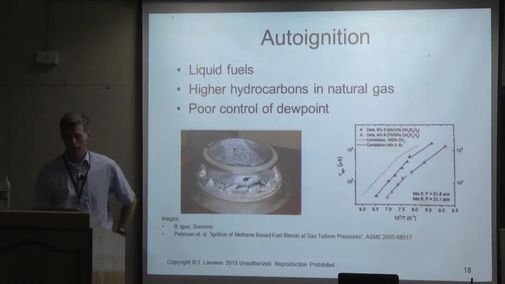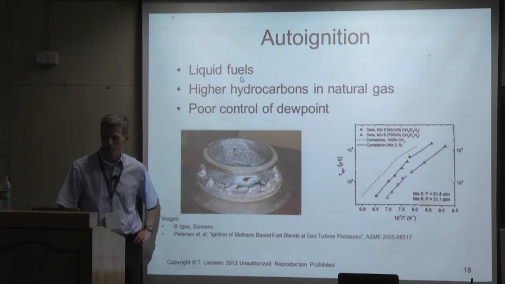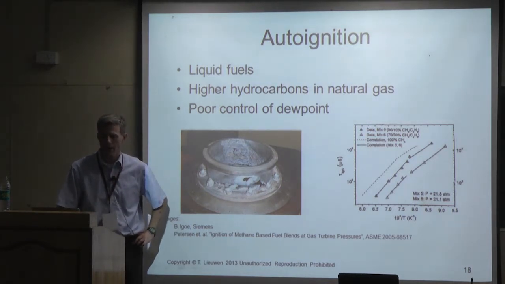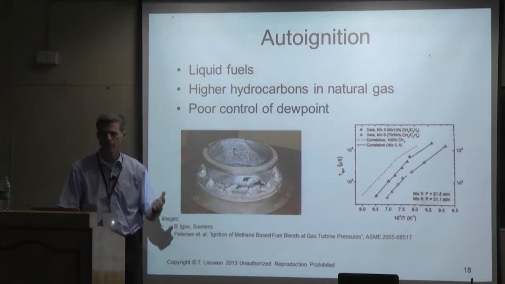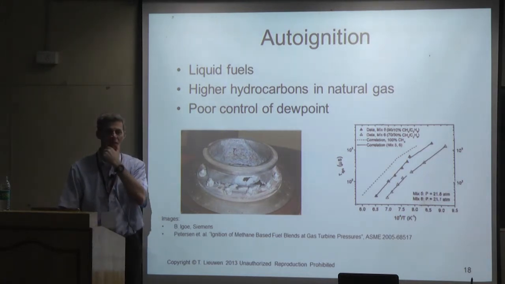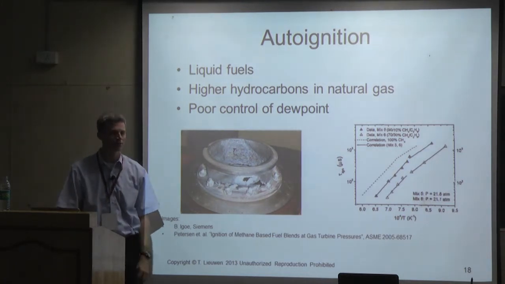But the place where you can have auto-ignition problems with power generation systems, even if the fuel is not liquid, is because natural gas always has a certain amount of higher hydrocarbons, right? So natural gas is composed of, I don't know what the composition is in India. Does anybody know? What was that? Exactly. It depends where you're getting it from, right?